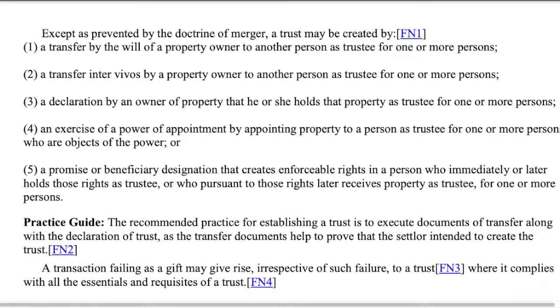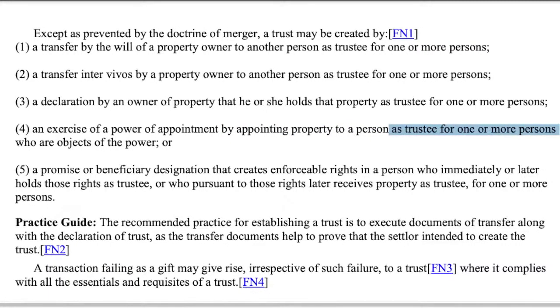Fourth way is an exercise of a power of appointment by appointing property to a person as trustee for one or more persons who are objects for the power, or 5. A promise or beneficiary designation that creates enforceable rights in a person who immediately or later holds those rights as trustee.